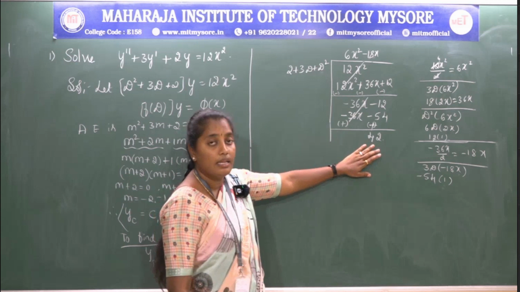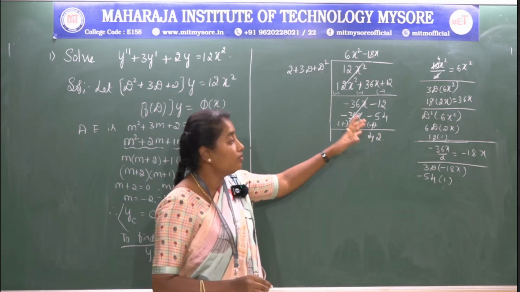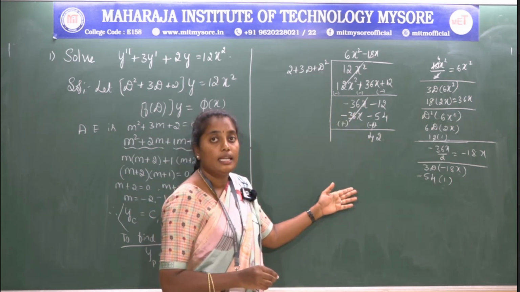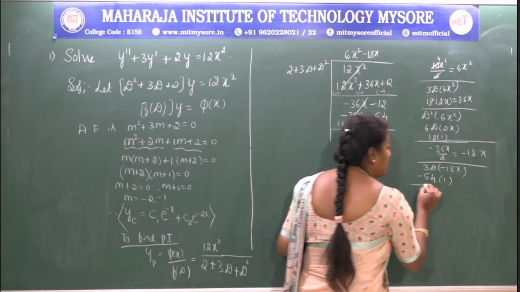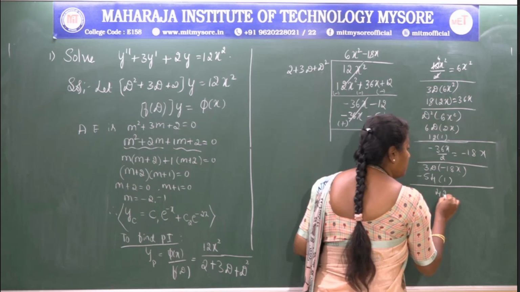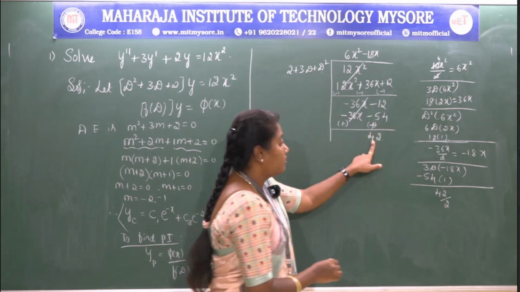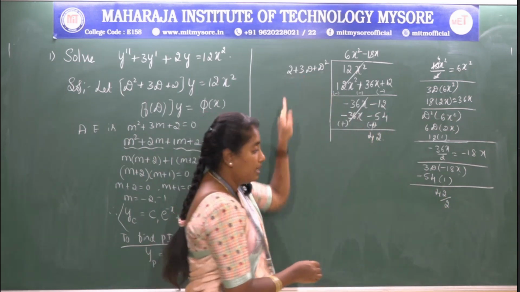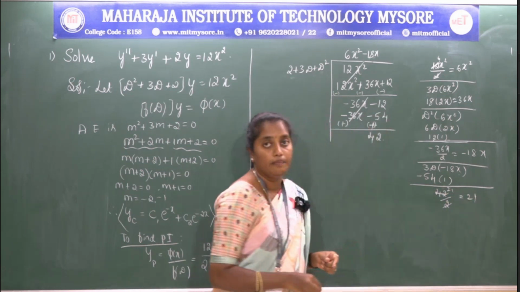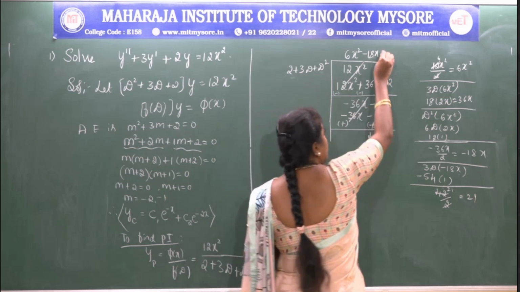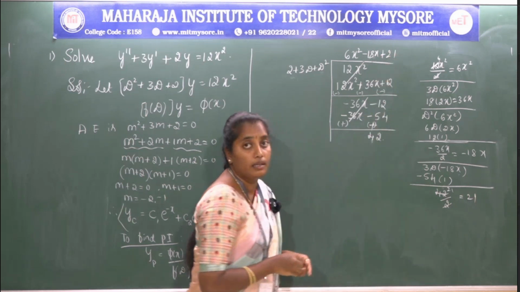So the next remainder is 42. But we have to continue the procedure till we get a 0 remainder. Since we have 42, to write the next quotient, 42 divided by 2, 42 divided by the first element. On simplifying we get 21. So that is plus 21.